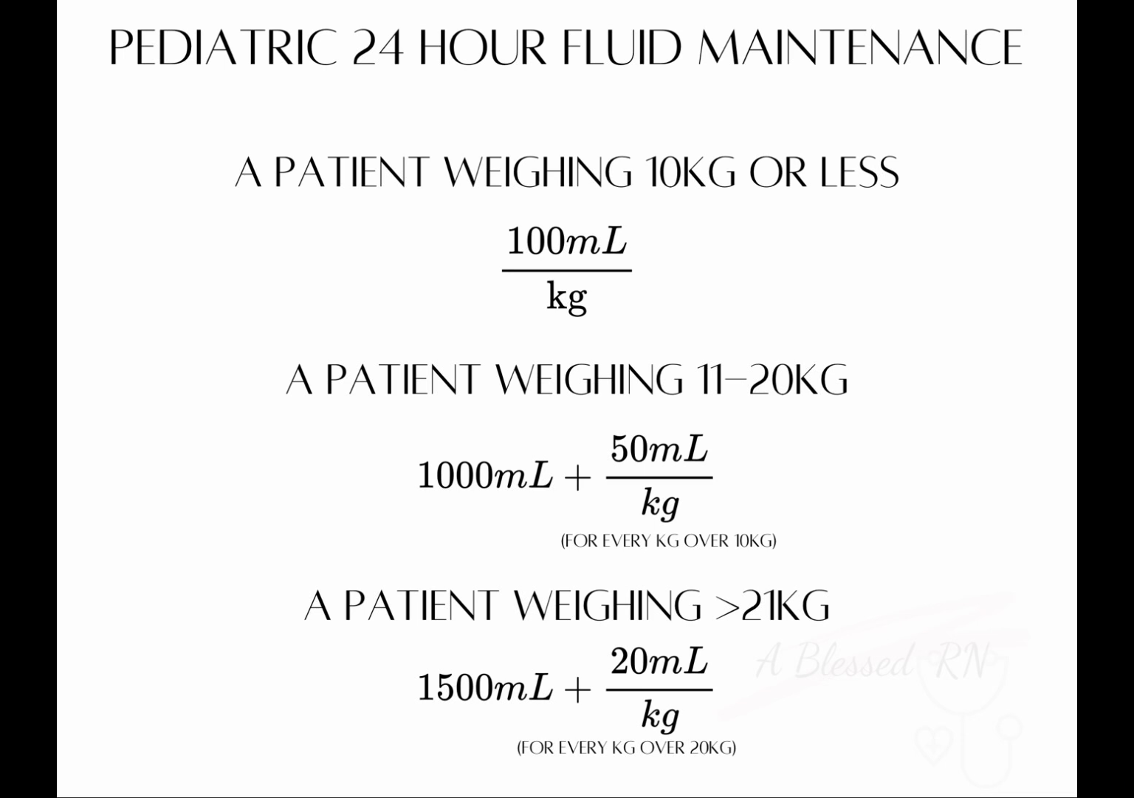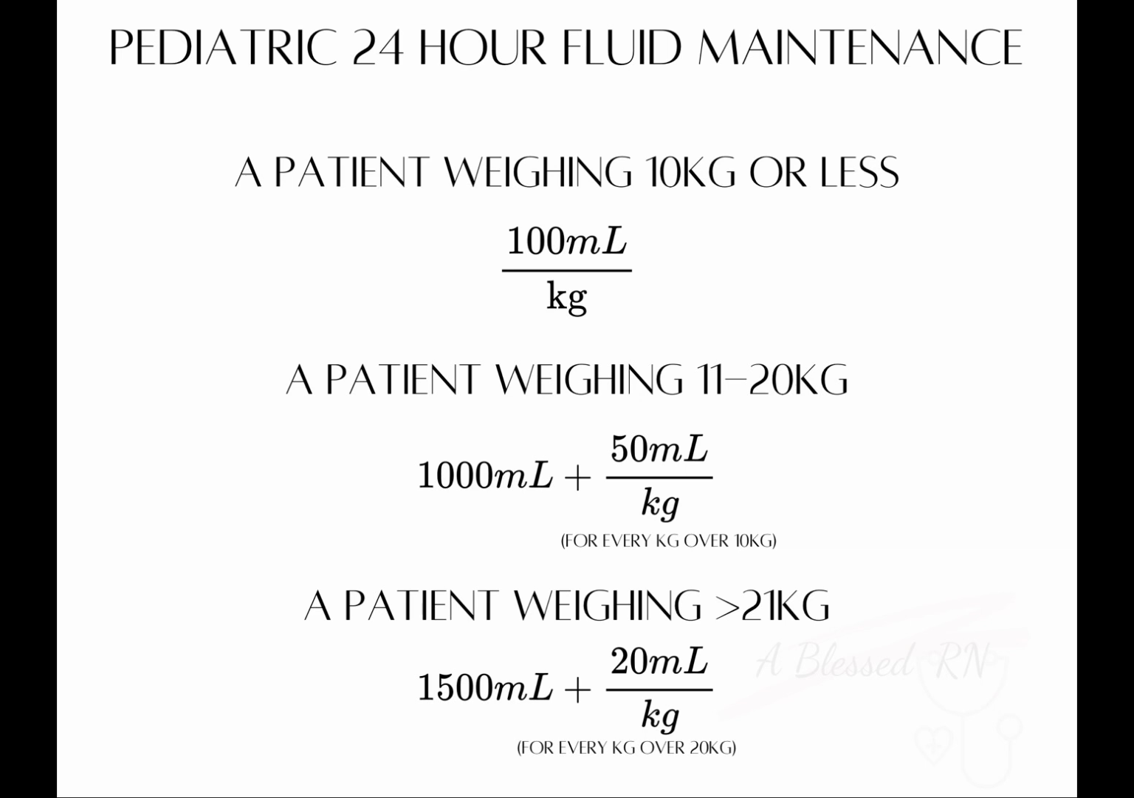A patient who weighs 10 kgs or less is going to get 100 milliliters per kilogram of their body weight. For a patient weighing 11 to 20 kgs, they'll get 1,000 milliliters of fluid plus 50 milliliters per kilogram of their body weight for every kg that is over 10. And a patient who weighs more than 20 kgs, so 21 and up, would get 1,500 milliliters plus 20 milliliters per kilogram of their body weight for every kilogram that is over 20 kilograms.